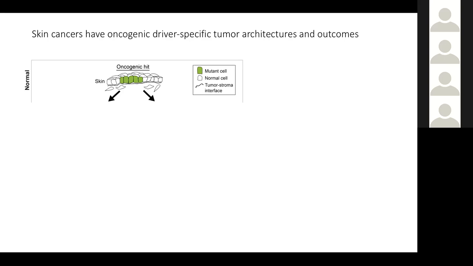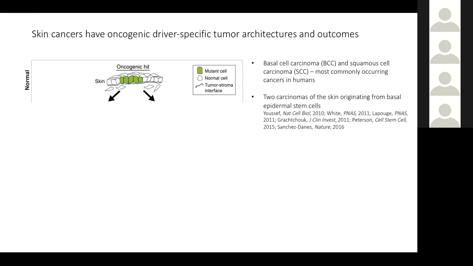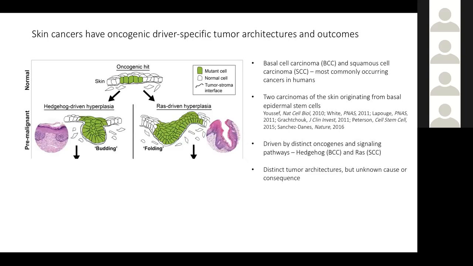And one of the things that really interested me when I joined a lab here at Rockefeller that focused on skin is that normally you have this architecture that's what we call a complex epithelium. There are cells at the base of the tissue that give rise to all of the differentiated cell layers above it. When those cells, what we call basal cells, get a mutation that can confer cancer, they give rise to two distinct shapes in terms of what I'll call pre-malignant lesions. So before they totally invade the tissue and become really problematic, they have two different shapes. And those are schematized here.